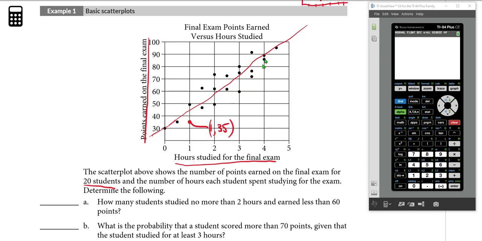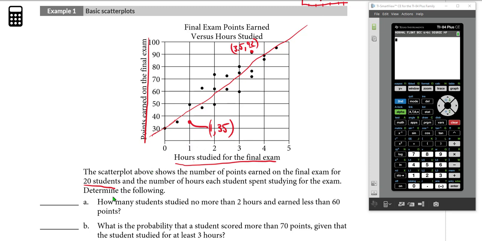This guy here looks like he studied, maybe it's a girl, who knows, 3.5 hours and earned a 92. Way to go. Pretty good. Study hard, study long, get a good score. That's great. So again, that's what each of these points represent. We are combining the data set for hours studied with the data set for points earned. Hours studied, points earned. That's what each of these points represent. That's what a scatterplot is.